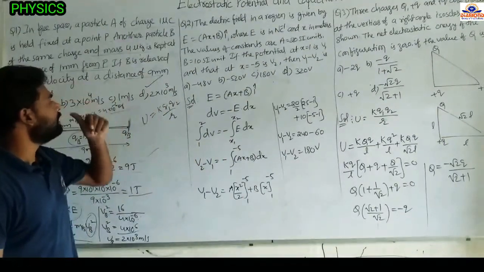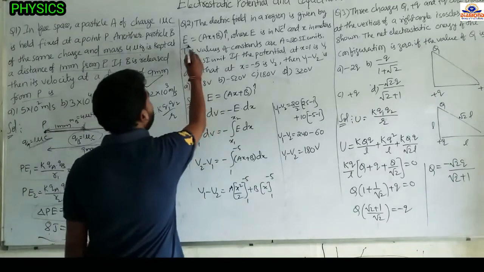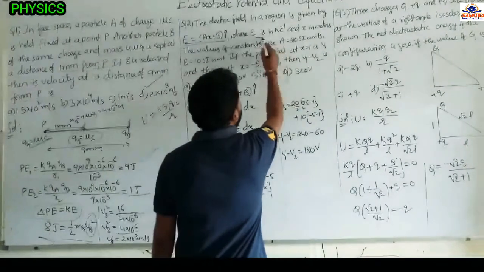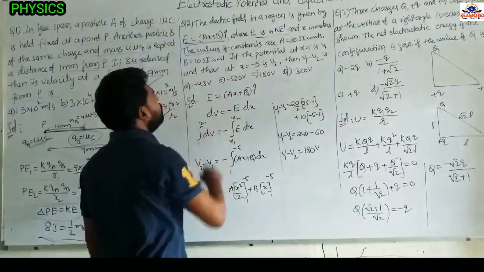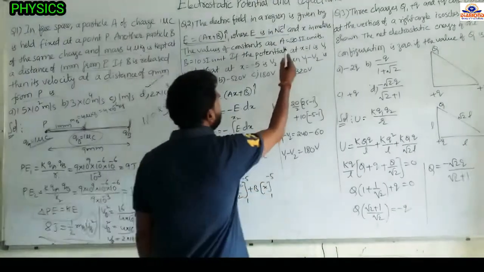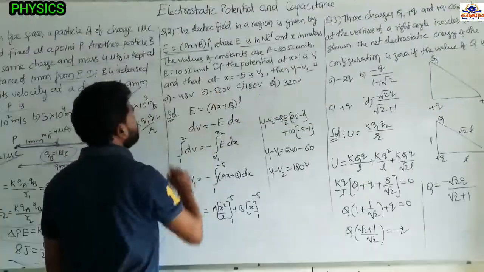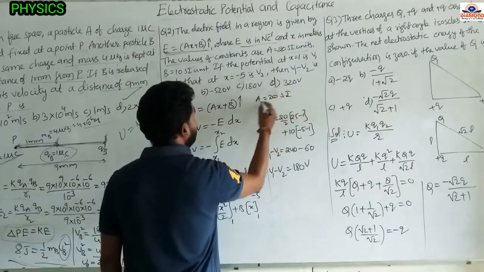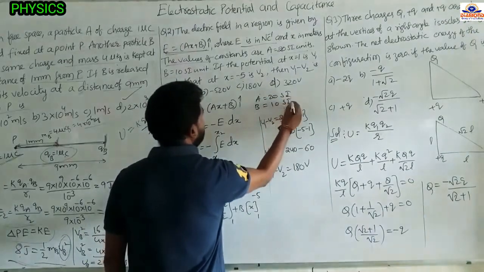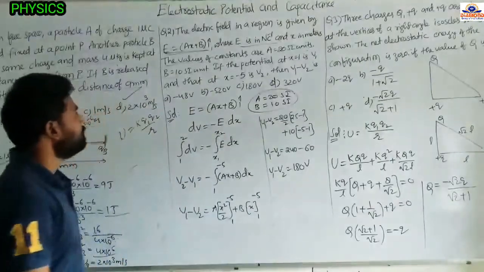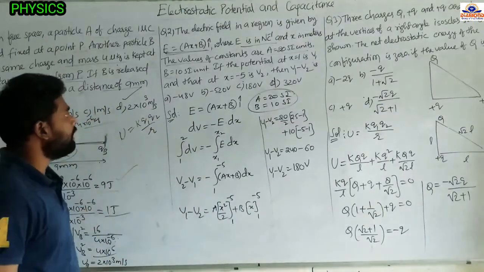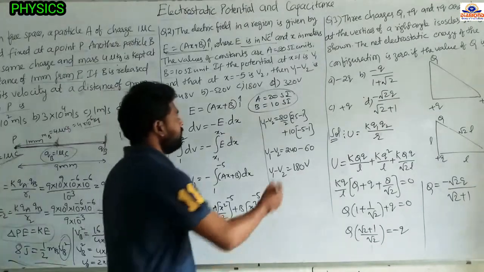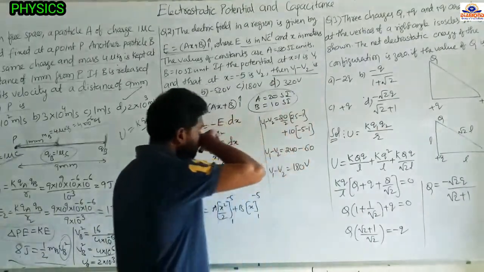Next, the electric field in a region is given by E equals Ax plus B i cap, where E is in Newton per Coulomb and x in meters. The values of the constants are A equals 20 SI units, B equals 10 SI units. If the potential at x equal to 1 is V1 and that at x equal to minus 5 is V2, then V1 minus V2, we have to find the potential difference.